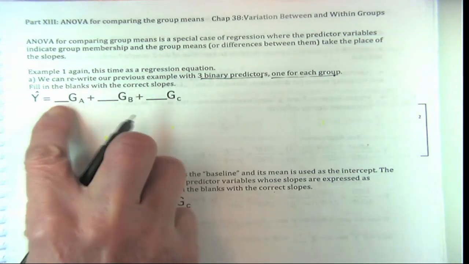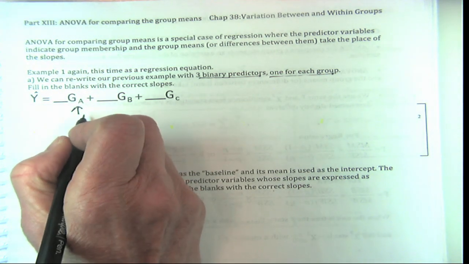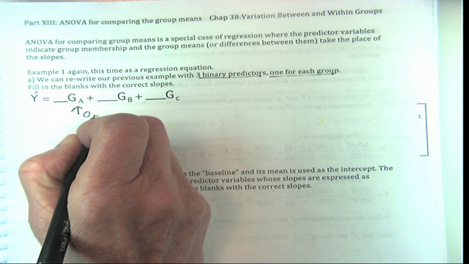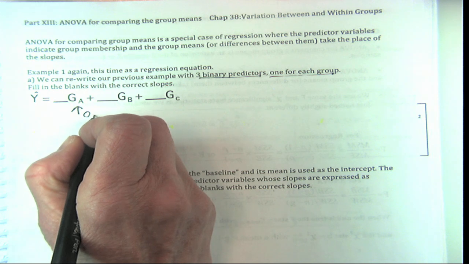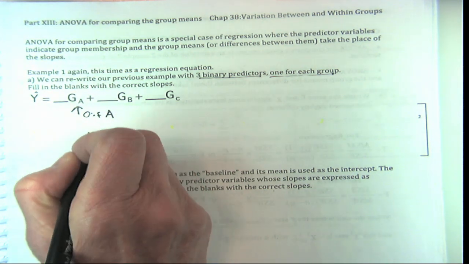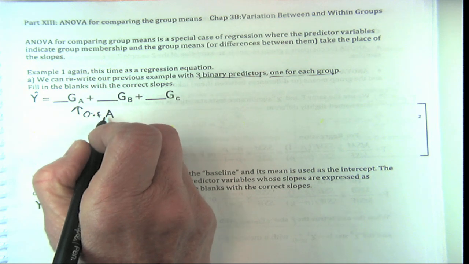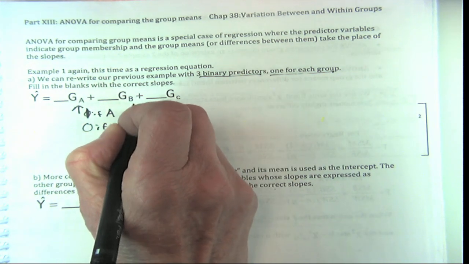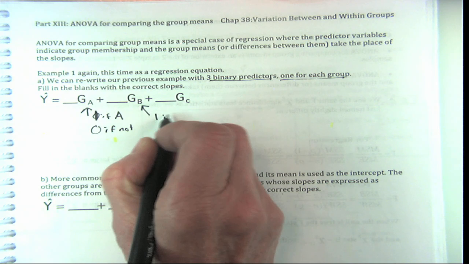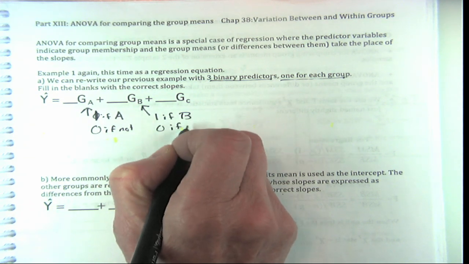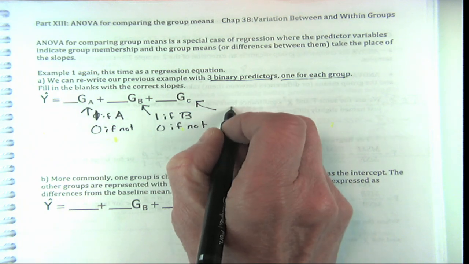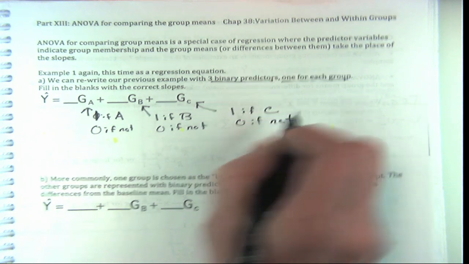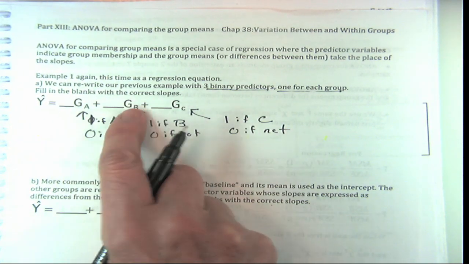All right, so this is a binary predictor. That's going to be what? 0 if you're not in A, 1 if you're in A, and 0 if not in A. And this is another binary one that says 1 if in B, and 0 if not in B. And this says 1 if in C, and 0 if not. Okay? So each of our points is either a member of A, B, or C.